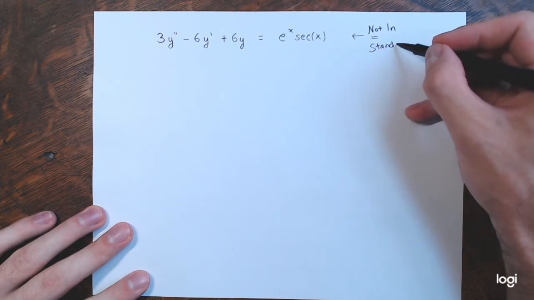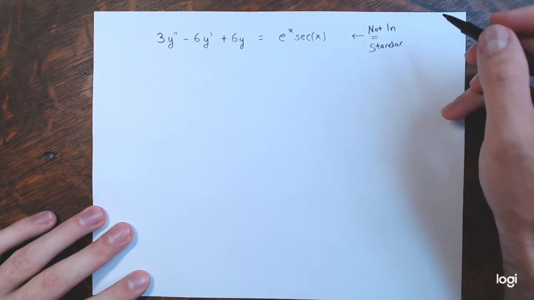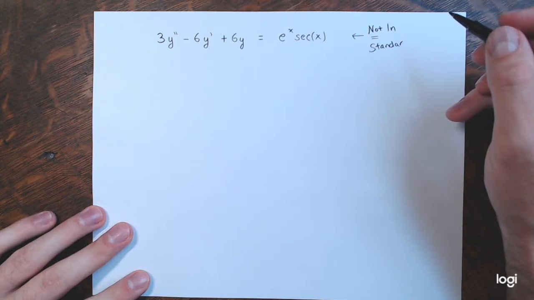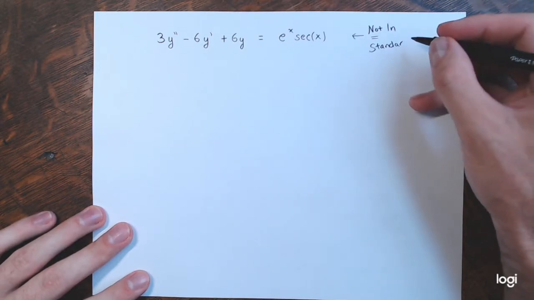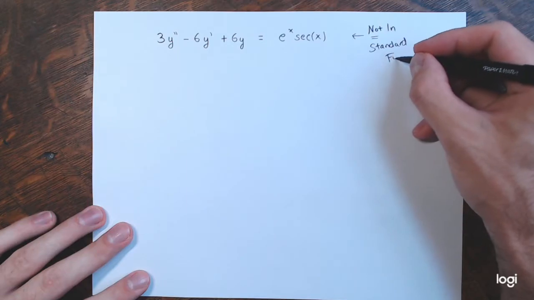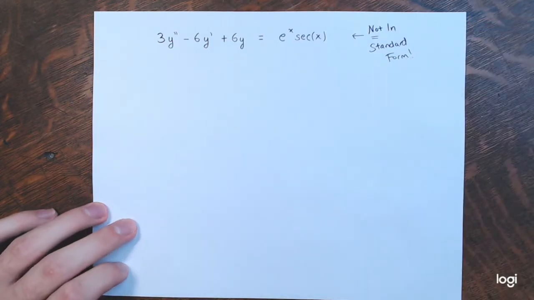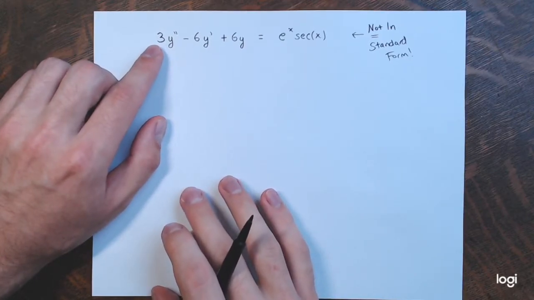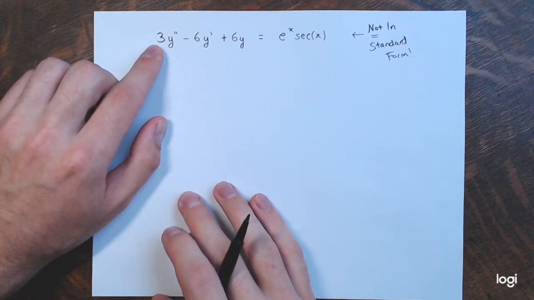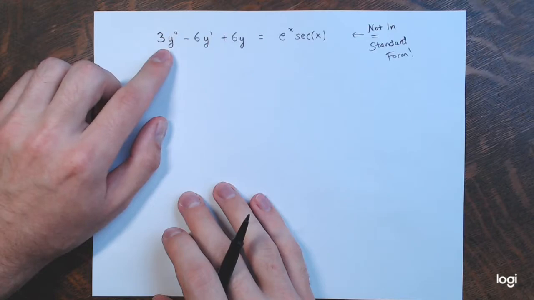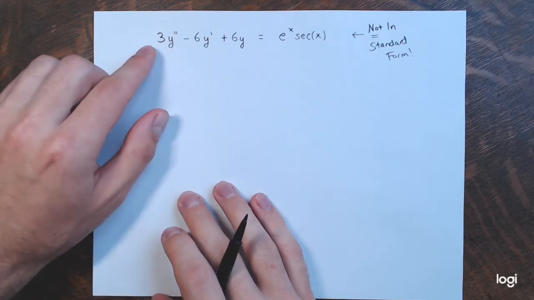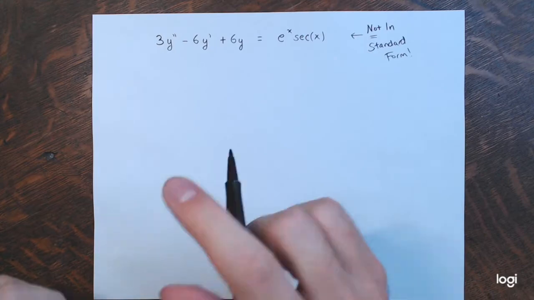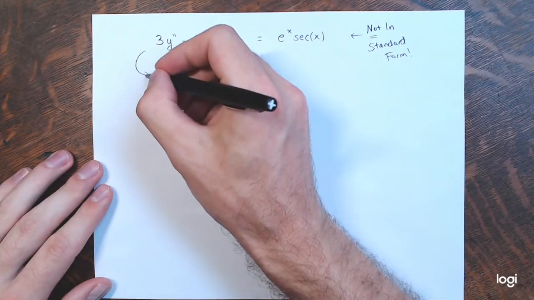It's not in the standard form for a second order linear equation. But very easy to remedy. Like I mentioned in the very beginning of this video, you just need a 1 as your coefficient of the highest order derivative, so I need to just divide by 3. So put it in standard form now.